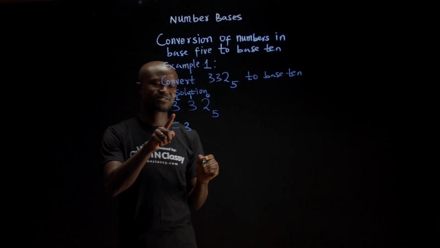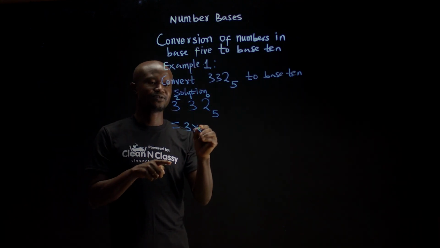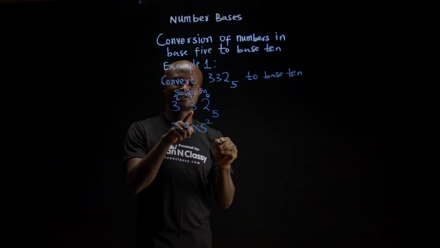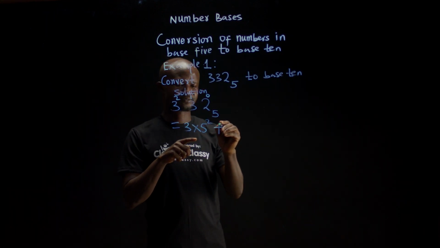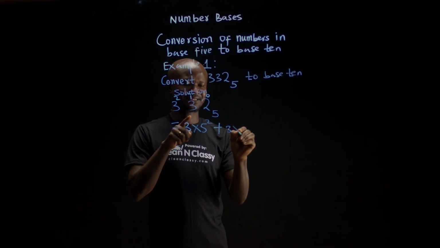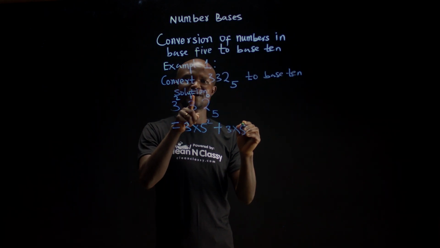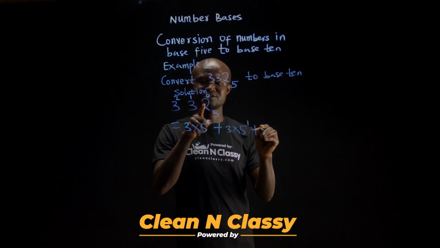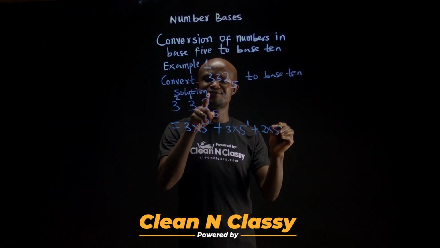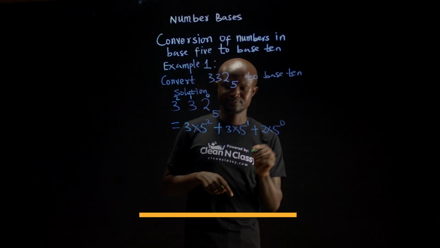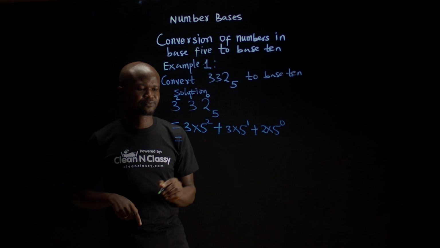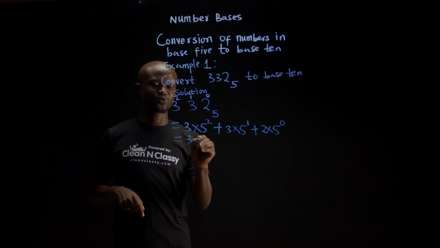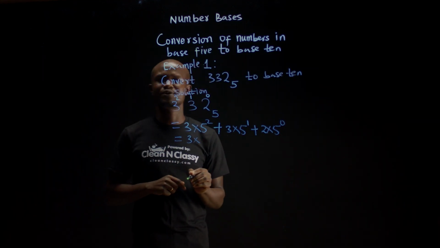3 times 5 raised to the power of 2 plus 3 times 5 raised to the power of what? 1. Then we have plus 2 times 5 raised to the power what? 0. Now, this is going to be 3 times what? 5 raised to the power of 2.